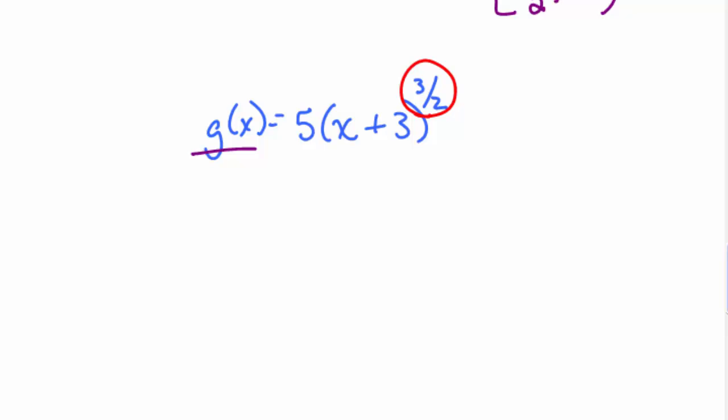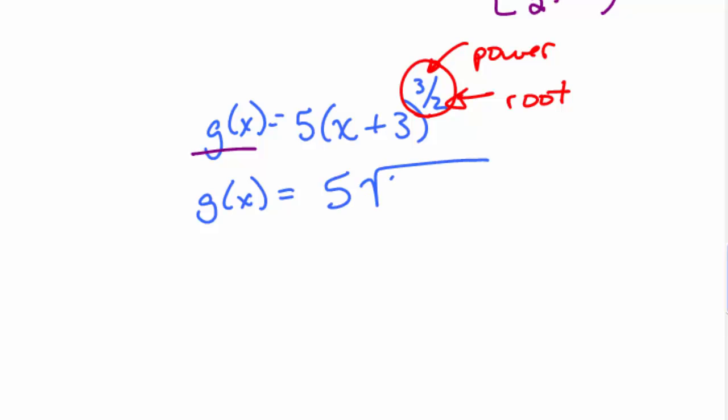All right, remember the bottom number is the root and the top number is the power. So another way to write g of x would be 5 times the square root of x plus 3 cubed. All right, so this has a square root. It's kind of hidden in that exponent.